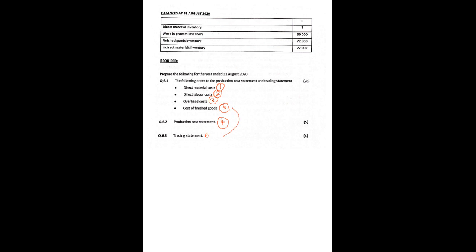So that would be done last. So it has to be done in that sequence because, as I said, you will need the direct material figure, the direct labor figure, the overheads figure for the production statement. Then the last figure from the production statement is needed for your cost of finished goods account or your note. And then the last figure from your cost of finished goods note is then needed for your trading statement. So it has to be done in that sequence.